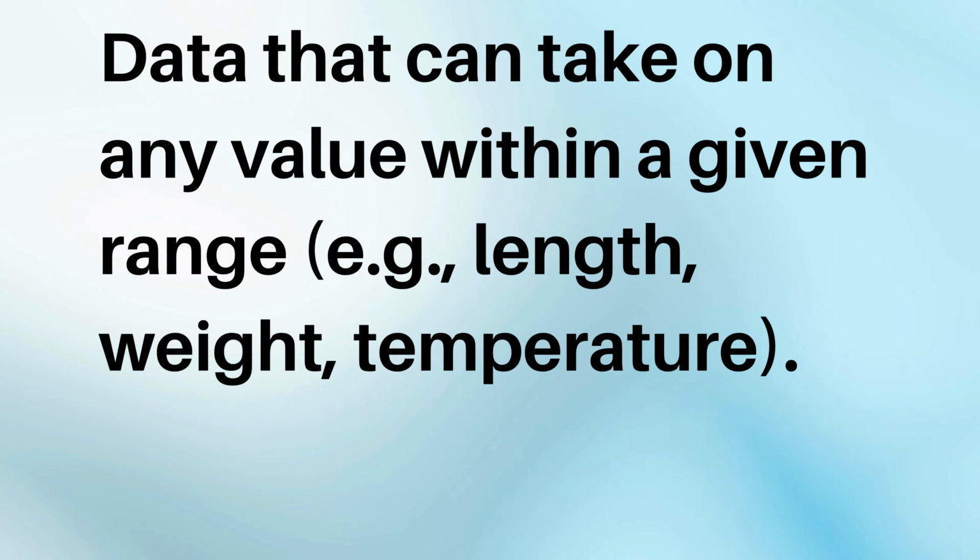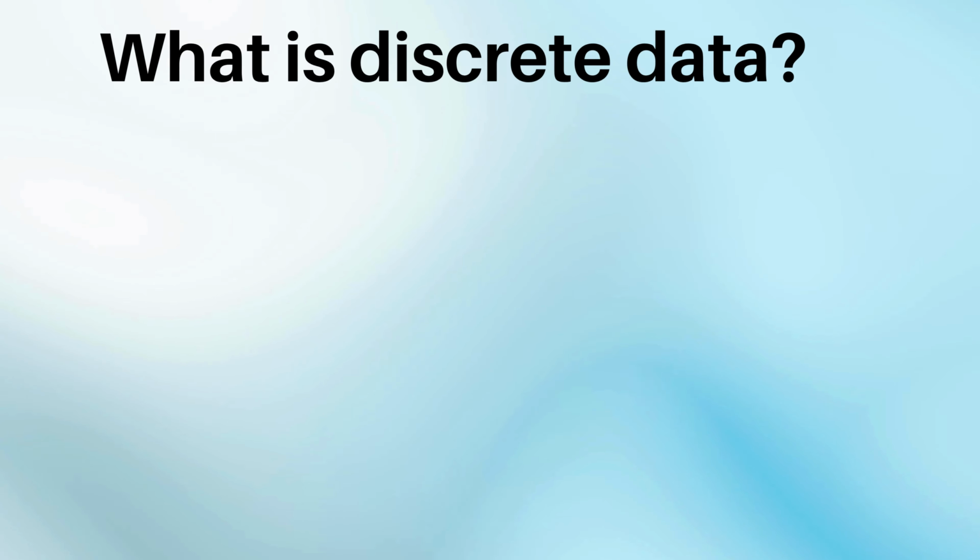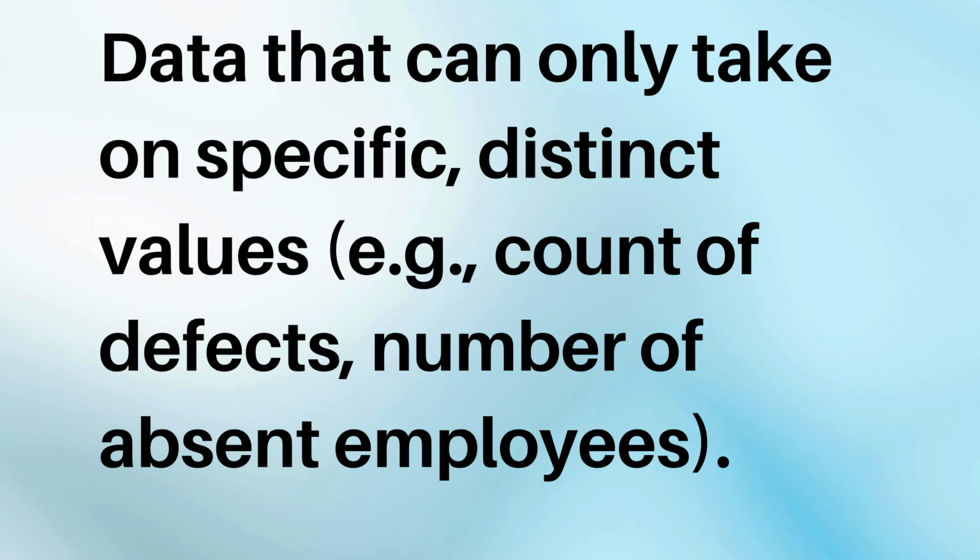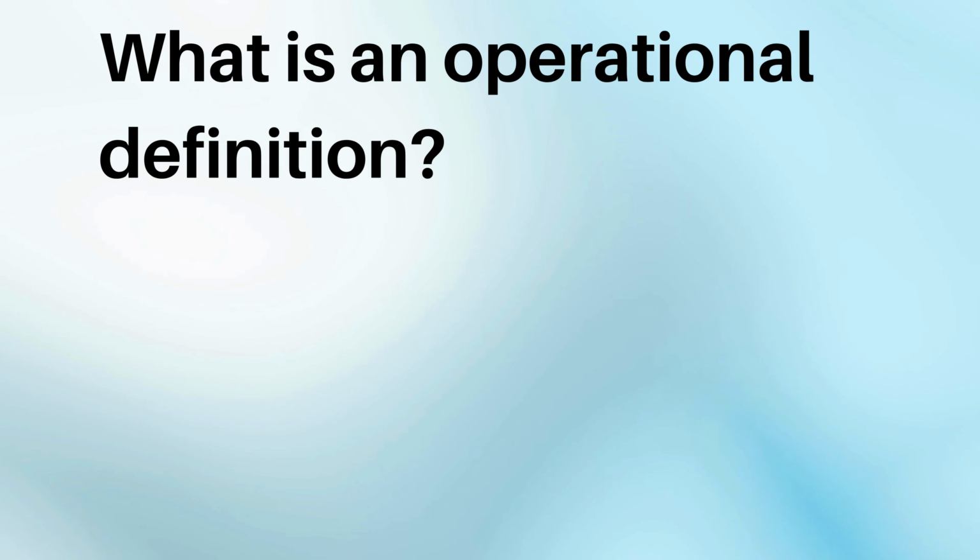What is continuous data? Data that can take on any value within a given range, e.g., length, weight, temperature. What is discrete data? Data that can only take on specific, distinct values, e.g., count of defects, number of absent employees.